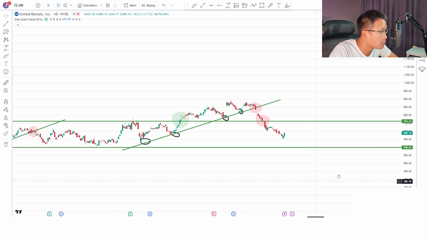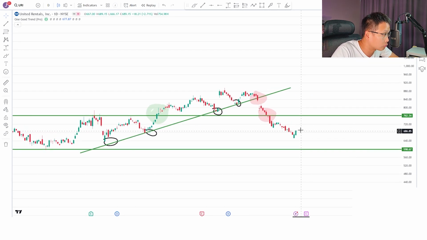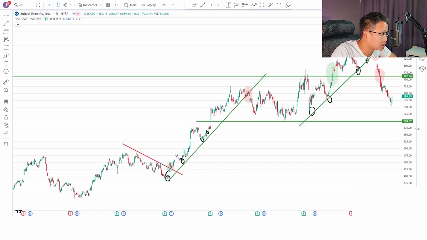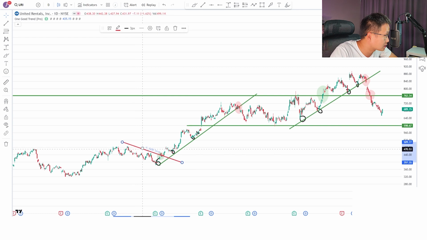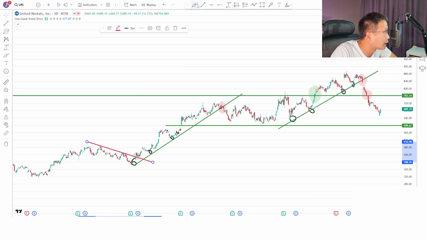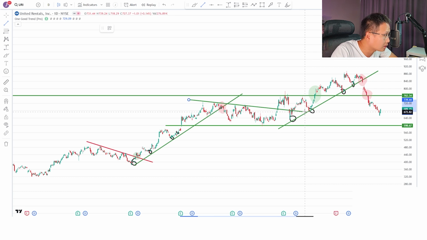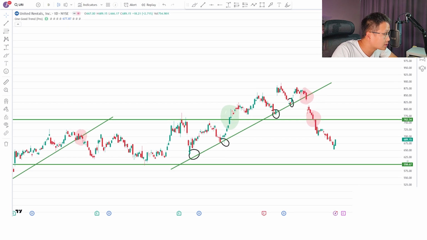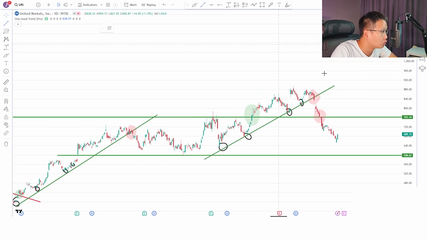So right now, based on this structure, we can actually draw a downward sloping channel resistance line, something like this red line. You can see right over here there's a red line. Over here we can also draw a red line, a little bit of resistance, but it was moving sideways, so not much. But right over here, you can draw a downward sloping red resistance line.